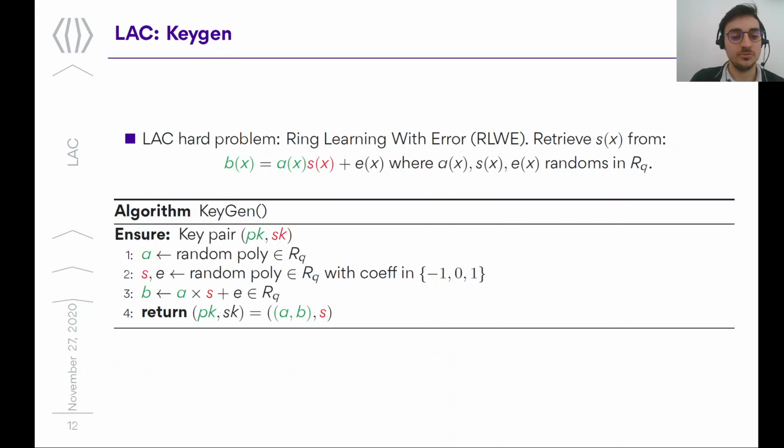Now I will introduce the key generation. First we generate a random polynomial A in RQ. Then we generate two random polynomials in RQ with coefficients in -1, 0, 1. We compute B as previously, equal to A times S plus E. And then the public key is A and B, and the private key is S. So with the knowledge of the public key, it's difficult to retrieve the secret key.